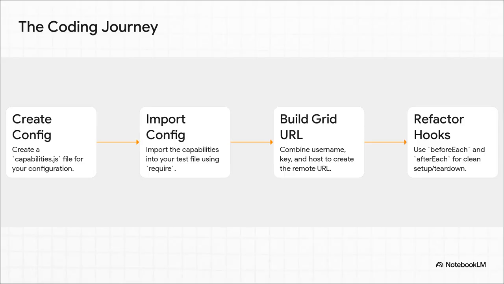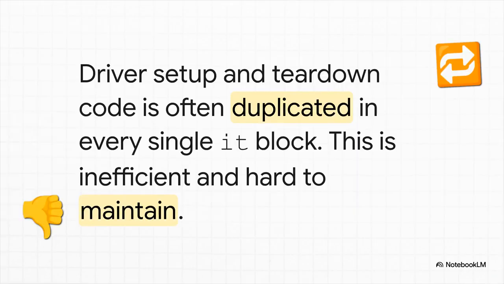So here's our little coding journey. We're going to move our config into its own file, import it, build the special URL for the remote grid, and then, this is the cool part, we're going to refactor our tests using beforeEach and afterEach hooks to make them way more efficient. So first things first, let's tackle a really common problem. You've seen this, right? Where the code to start the browser and then close the browser is repeated inside every single test block. It's not very DRY, don't repeat yourself, and we can definitely fix that.